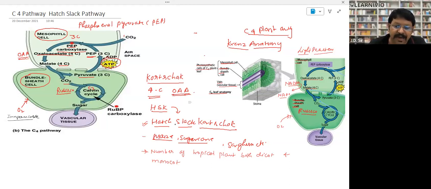Look, in Kranz anatomy, this C4 cycle is also called the Hatch and Slack pathway, right? It is also called the HSK pathway, described by Hatch, Slack, and Kortschak, right? The C4 plants are maize, sugarcane, sorghum, they are the C4 plants, right? They are more efficient. Is it clear or not? C4 plant. C4 cycle.